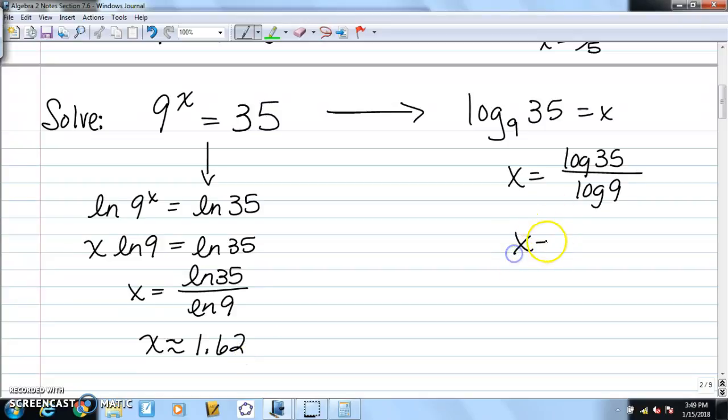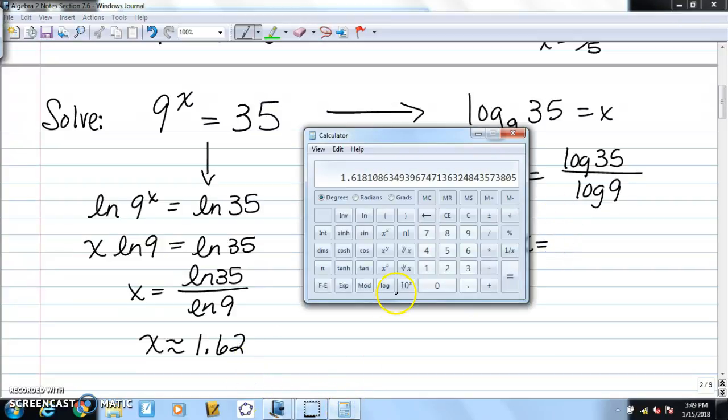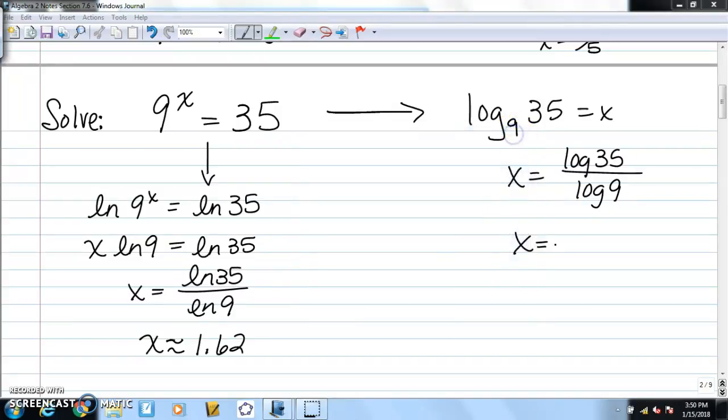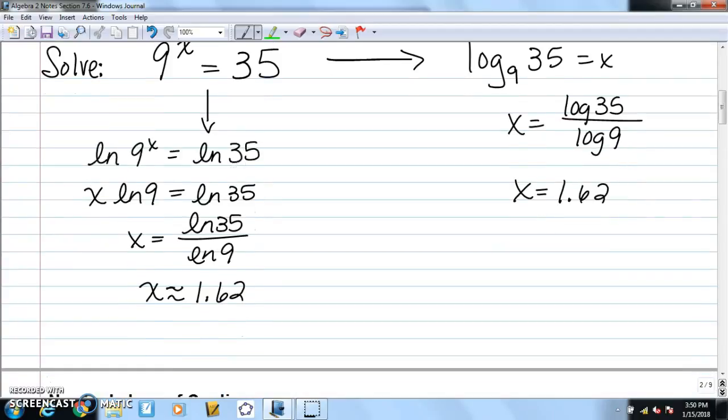Okay, so let's do this one. Here we go. Log 35 divided by 9 log, so it has it up there, equals 1.618. Same thing. Exact same answer. So that's just like, with the change of base formula, that's why it doesn't matter what base you use. And again, you can do this whichever way you want. So you try this one. 3 to the x equals 15.